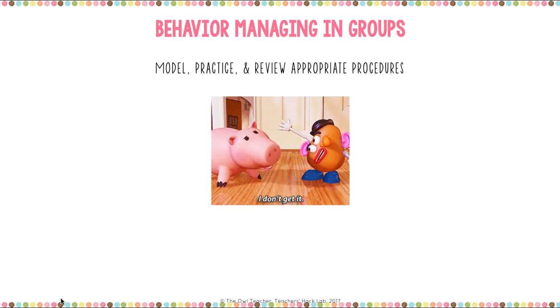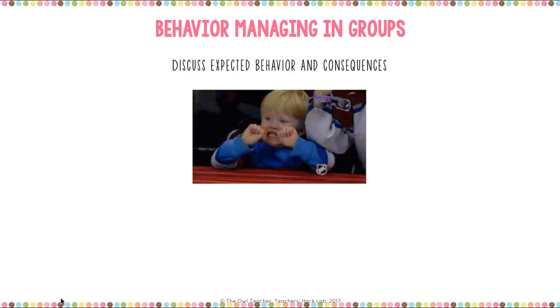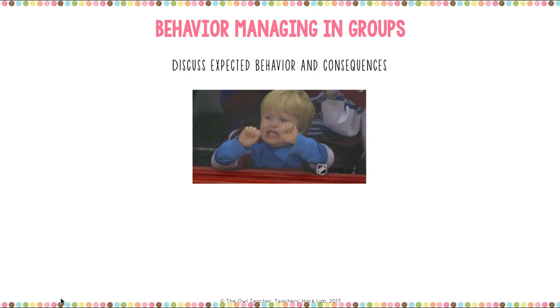Make sure that you discuss the expected behavior and consequences, reviewing the rules and expectations when in the centers and when transitioning. Make sure the consequences are meaningful, match the rules, and are consistent. Review and model the expected behaviors continuously, just as you would do at the beginning of the school year. If you aren't doing these, you will consistently have students asking you for help and bothering you while you're in small groups.